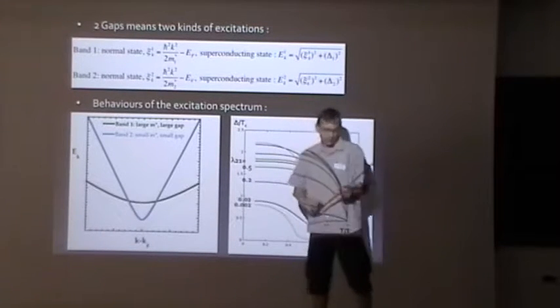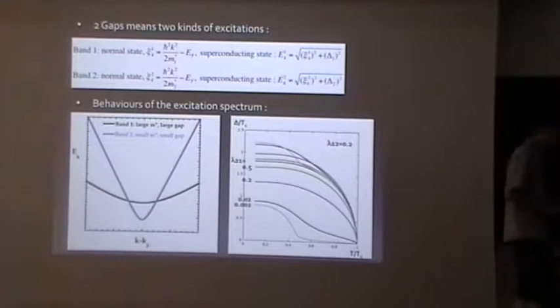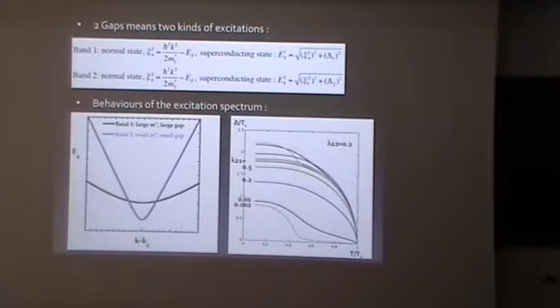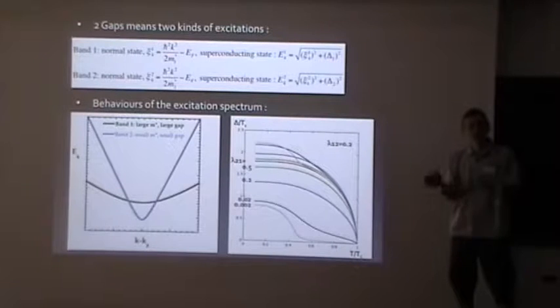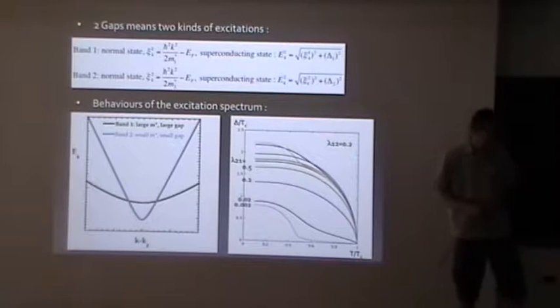The larger gap is very often more tricky to detect. Except for ARPES, where of course you measure separately on each Fermi surface, and when you have a bigger gap, it's much easier to see than when you have a very small gap.